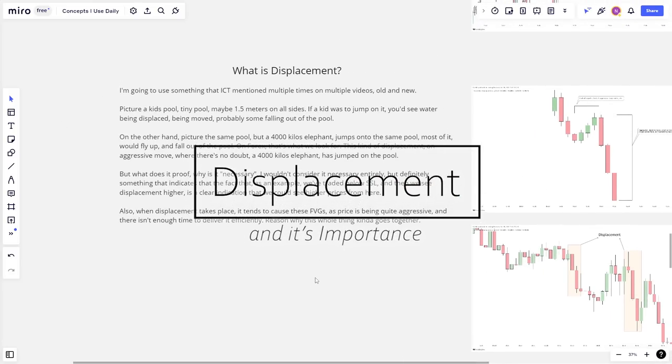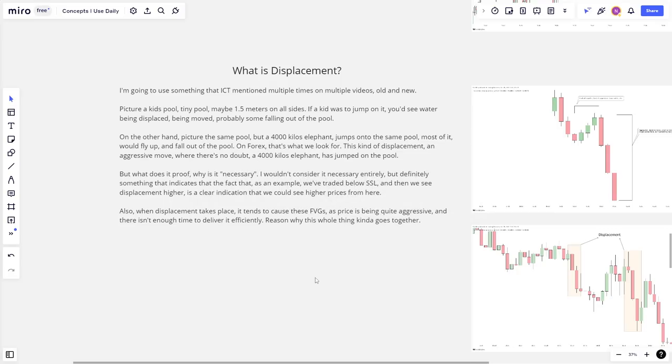So I'm going to use something ICT mentioned multiple times on multiple videos. I actually saw it the other day on, I think it was, a market maker video. If you picture a kid's pool, right, it's a tiny pool, maybe 1.5 meters on all sides. If a kid was to jump in it, you see water being displaced, being moved, so probably some of it falling out of the pool as well. Now, on the other hand, if you picture the exact same pool, but a 4,000 kilo elephant jumps into that exact same pool, most of it, if not all, would actually fly up and fall out of the pool. On Forex, that's exactly what we look for, this kind of displacement, an aggressive move where there's no doubt a 4,000 kilo elephant has jumped in the pool.